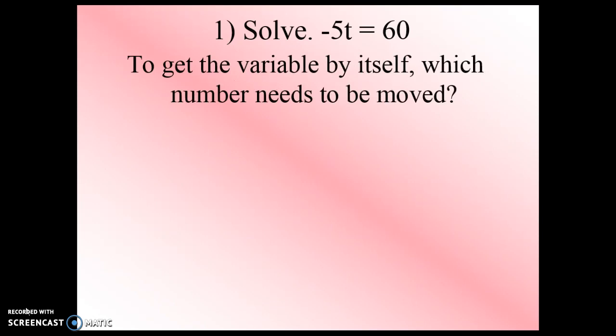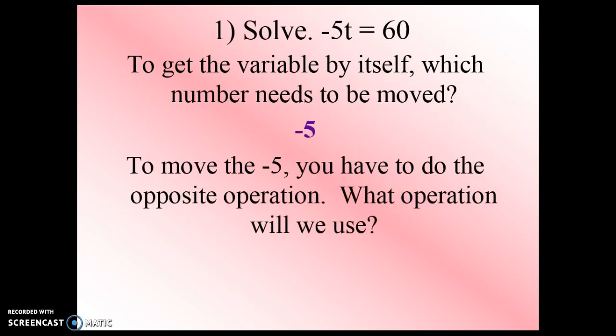To get the variable by itself, which number needs to be moved? So we're looking at our variable of t, and what number is beside our t? Negative 5. To move the negative 5, you have to do the opposite operation. What operation will we use?